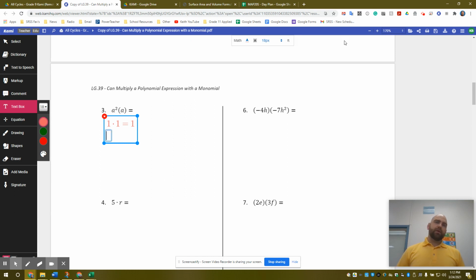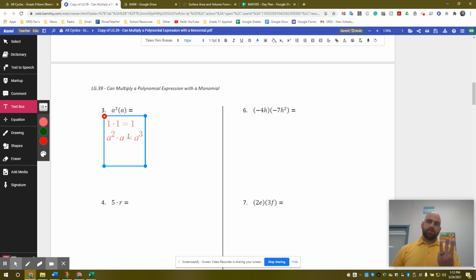Then we have a squared times a. Well, a squared is the same as a times a. And a is just a to the power of 1. So what you see here is we have 2 over here and we have 1 here. When we combine those, it's going to give us a cubed. So there are now 3 a's in this collection instead of just 2 or 1, okay? When we add them together, even though we're multiplying, we need to add the exponents together.